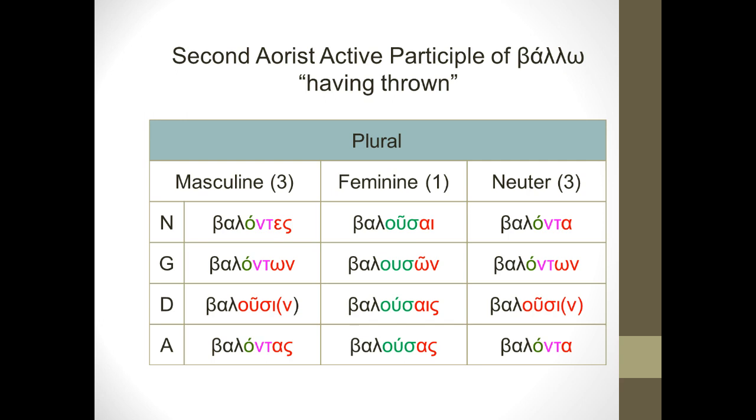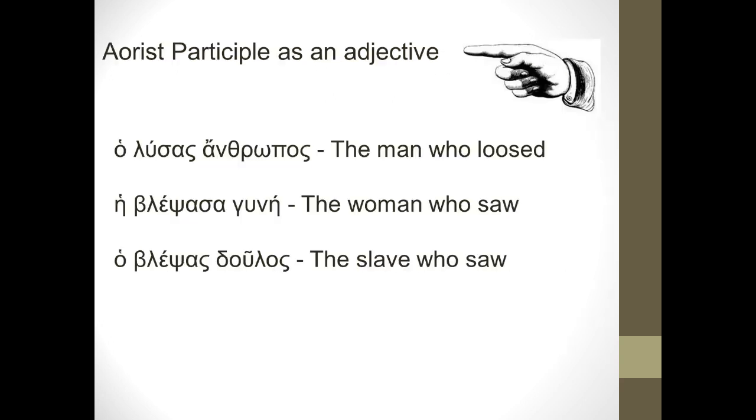Now, I've already pointed out to you the issue of "having thrown," which is the predicate position, and that is because, as you remember, participles can show up either in the attributive position or in the predicate position, and at times they can act as an adjective. So taking a look at the participle when it is in the attributive position and it serves as an adjective, notice the first example on the screen, ho lusas anthropos, "the man who loosed."